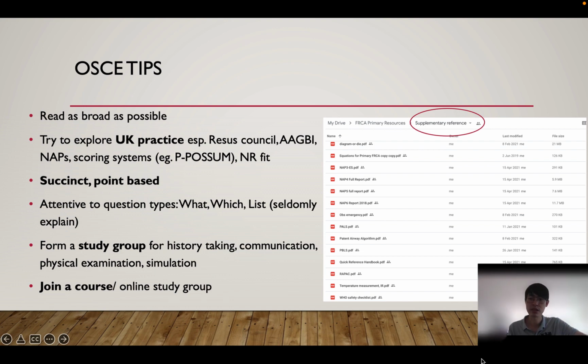OSCE is a marking scheme that rarely asks you to explain in detail. You usually get what, list, or which type of questions. The examiner will guide you in the exam. Don't forget to score the easy marks in history taking, physical exam, and communication, and try your best for the rest. Try to form a study group with your peers, attend a course, and practice, which will be very helpful for your exam.